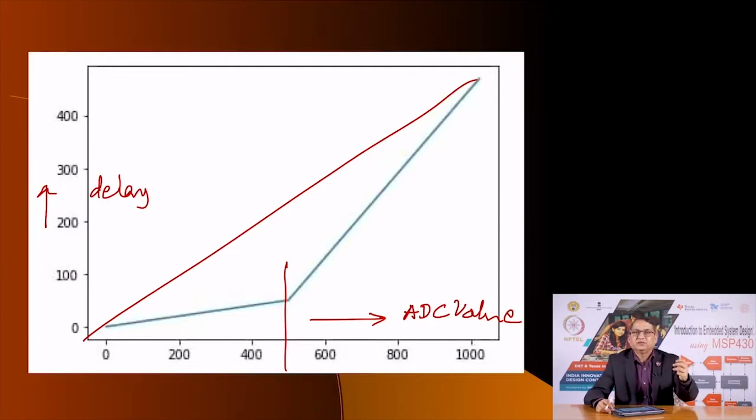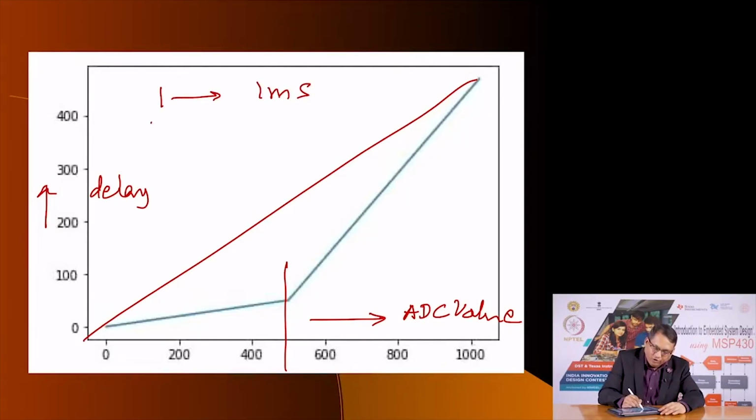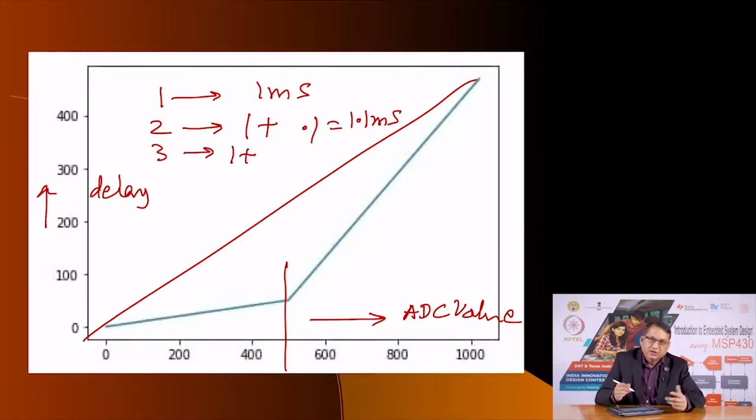But what we did was, we said if the value of the ADC is less than 500, then the actual delay is the value of the ADC plus 10% of that value. So, a value of 1 will give you 1 millisecond. The value of 2 will be 1 plus the difference, 1 into 10%, so 0.1, giving a 1.1 millisecond delay. 3 will give you 1 plus 2 into 10%, so 0.2, giving a 1.2 millisecond delay. And we perform this calculation until the count is less than 500.